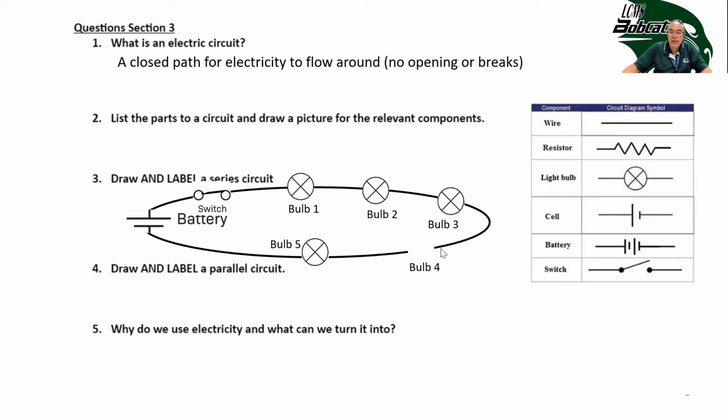If any one of them goes out, like bulb four, I just removed it, the path is now open and the electricity can't make it around, so they would all go out. So this is like those holiday lights where people say, you know, you got to check every bulb. So if one of them goes out, then they all go out.